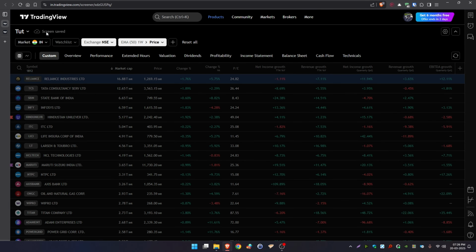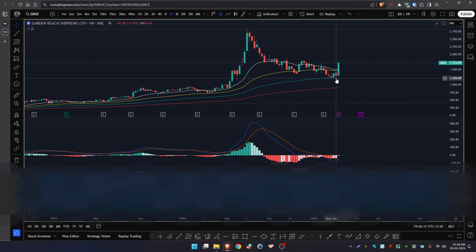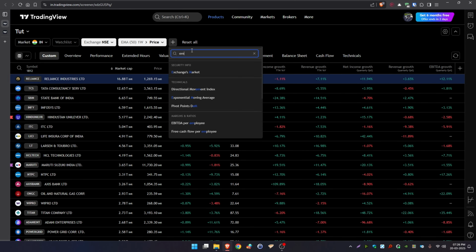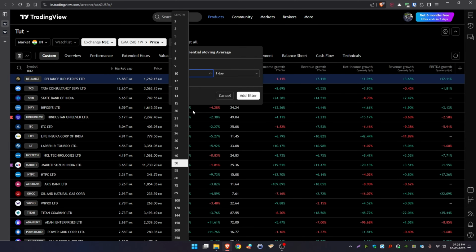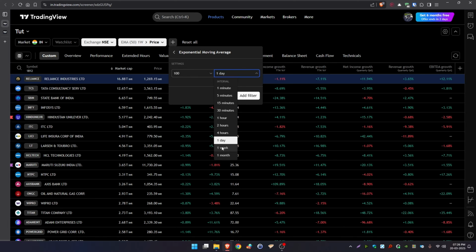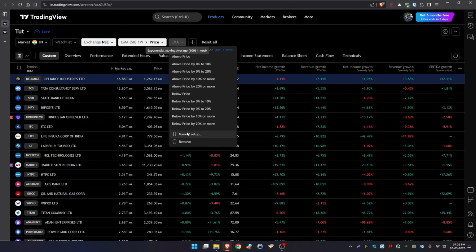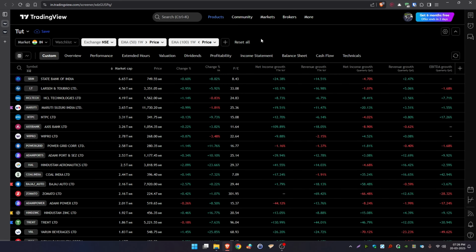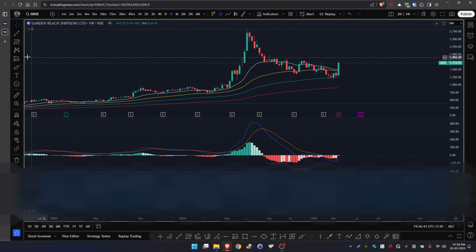So our first condition is made. What is our second condition? We want the 100-day EMA to be below the price. We want 100-day EMA on the weekly time frame. We go to the manual setup. 100-day EMA on the weekly time frame below the price. So this gives us a list of stocks that are sandwiched between the 50 and 100.